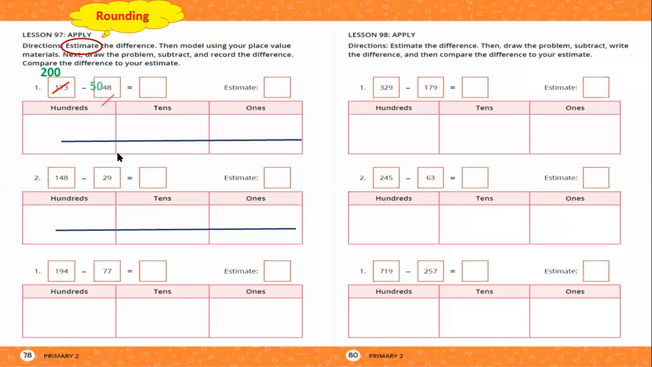Estimated to 50 because 8 is more than 5. So go to next door. 200 minus 50 equals 150. That is the estimated result.